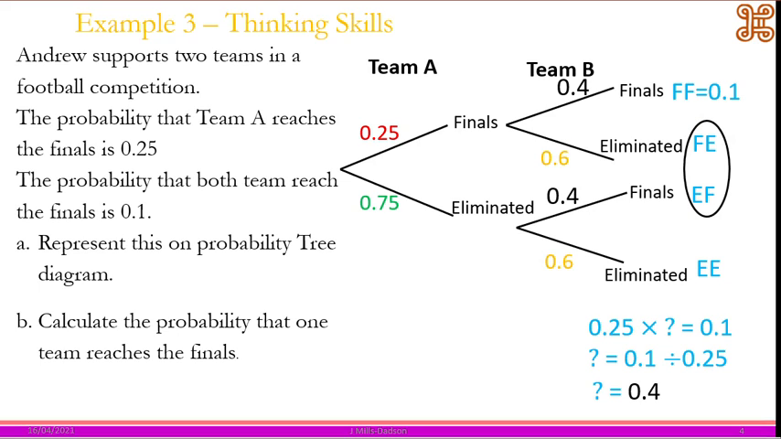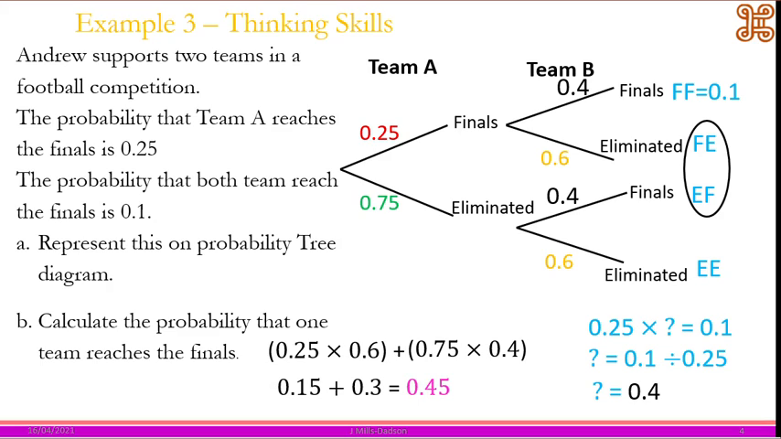So if we want to work out the probability that one team reaches final, is FE, that's final or eliminated, or eliminated or final. These two is what we need to calculate. So 0.25 times 0.6 plus 0.75 times 0.4, and that gives us 0.45.